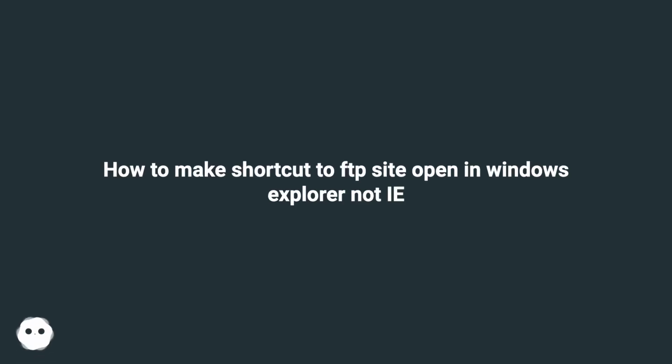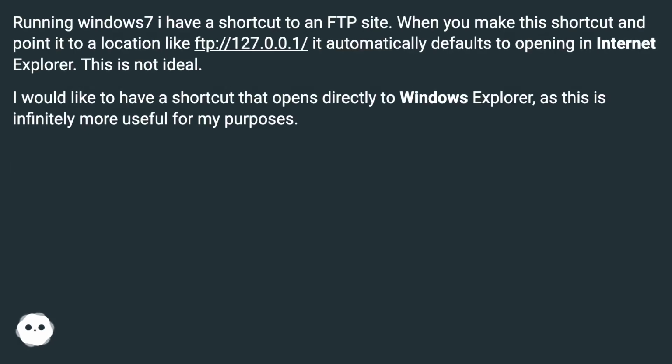How to make a shortcut to an FTP site open in Windows Explorer, not IE. Running Windows 7, I have a shortcut to an FTP site. When you make this shortcut and point it to a location like this URL, it automatically defaults to opening in Internet Explorer. This is not ideal. I would like to have a shortcut that opens directly to Windows Explorer, as this is infinitely more useful for my purposes.